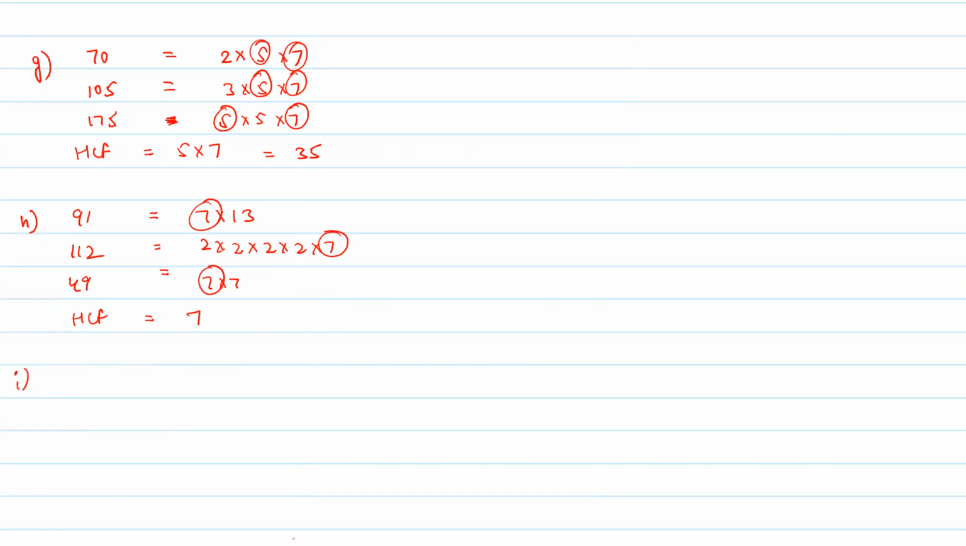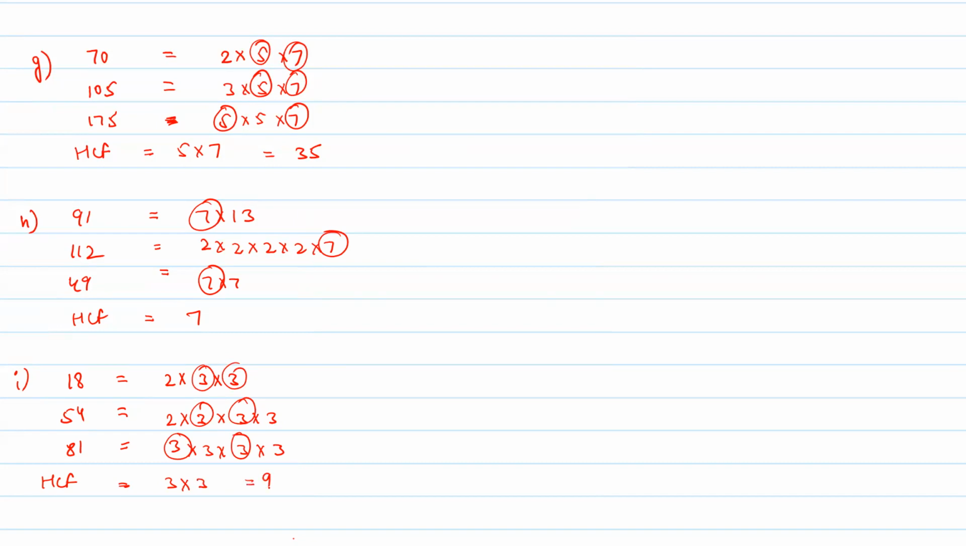I part is 18, 54, and 81. 18 can be written as 2 into 3 into 3. 54 can be written as 2 into 3 into 3 into 3. And 81 can be written as 3 into 3 into 3 into 3. So HCF is coming out to be 3 into 3, which is 9.